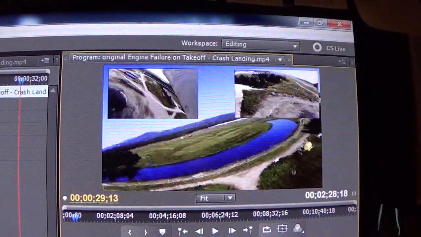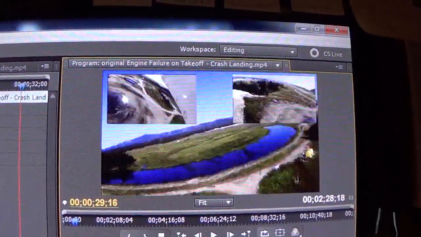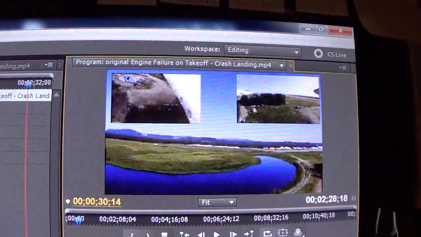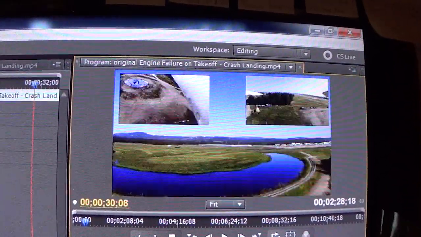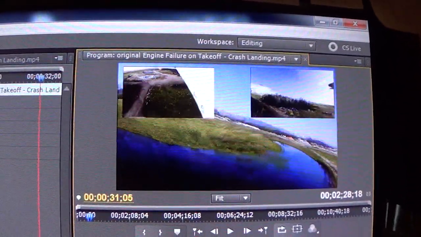Now watch again. See that? They're perfectly synced together. I don't know how in the hell you could possibly get 2 separate flights with perfect synchronization. Now let's watch the crash.